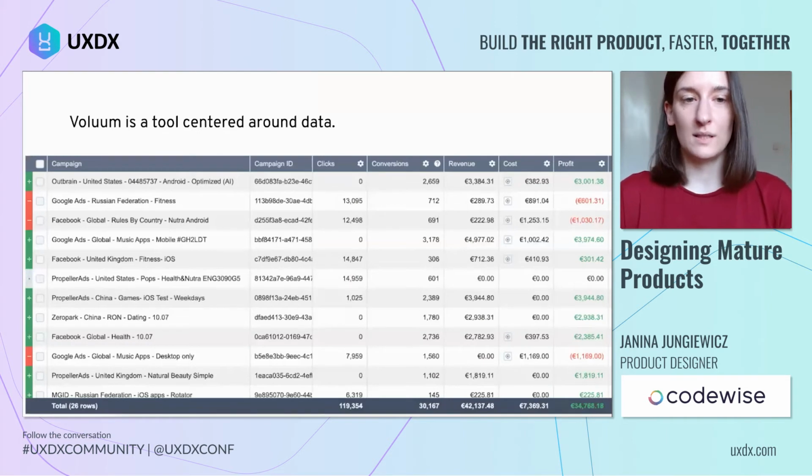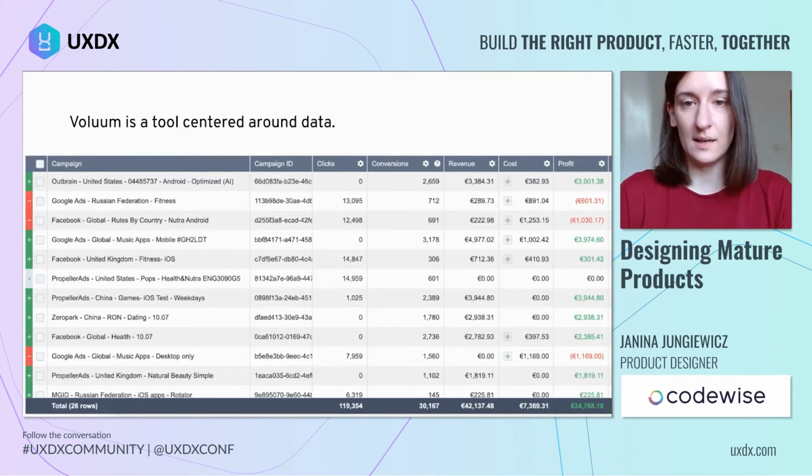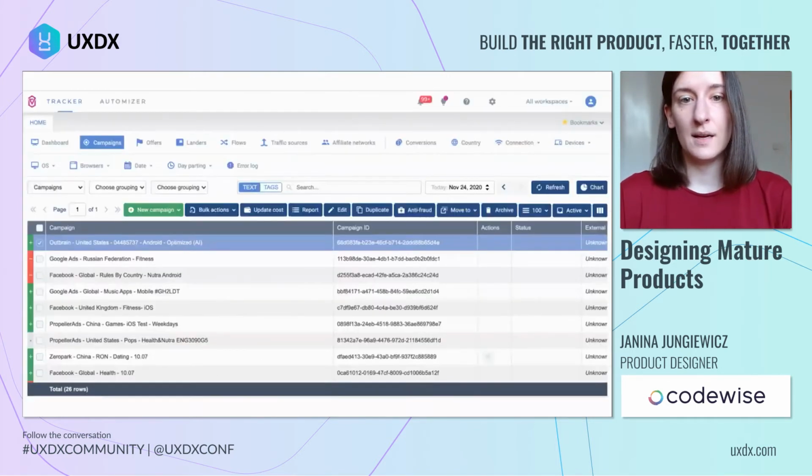I don't want to go into too much detail on what affiliate marketing is, but for the purpose of this presentation, I think it's really important to understand that Volume is and has always been a tool centered around data. And it is very crucial for users to be able to get accurate data, and often in large volumes. With additional tools that can help them interpret that data, they can draw the right conclusions and further motivate their advertising decisions.